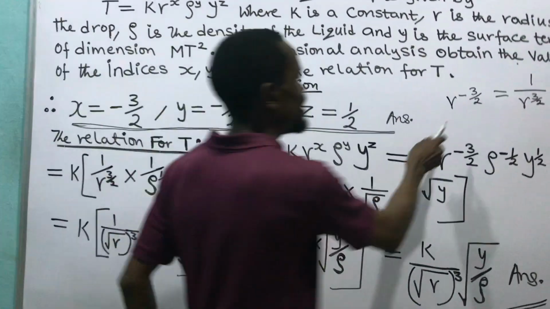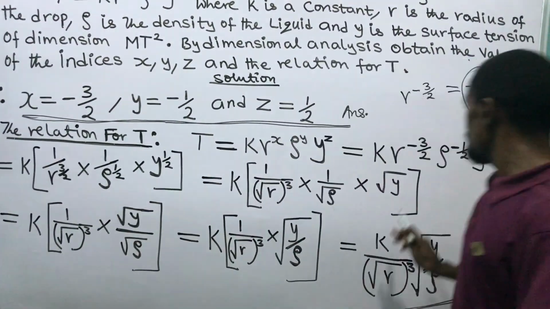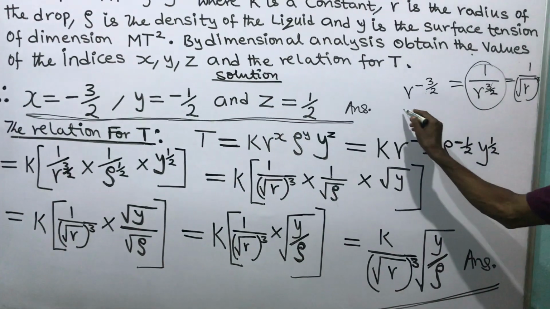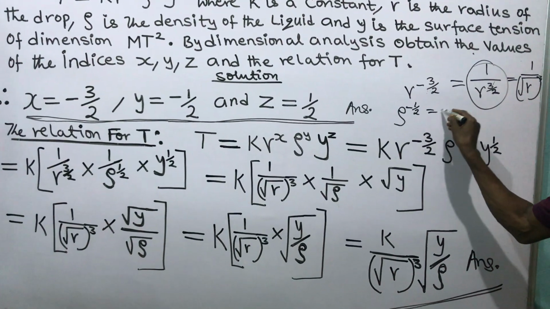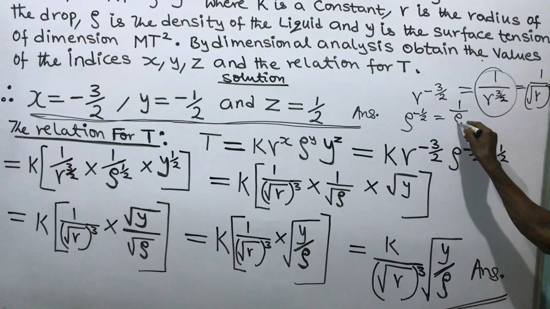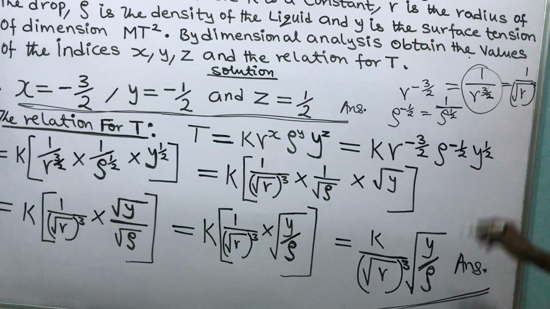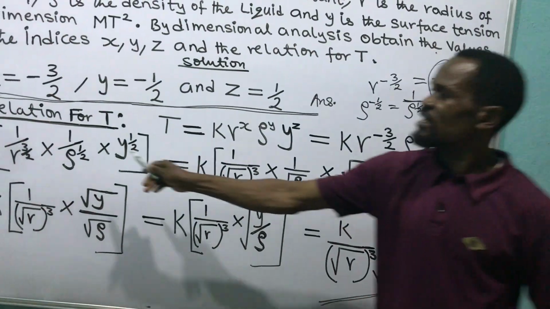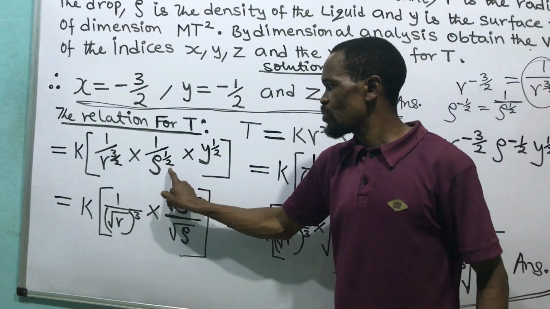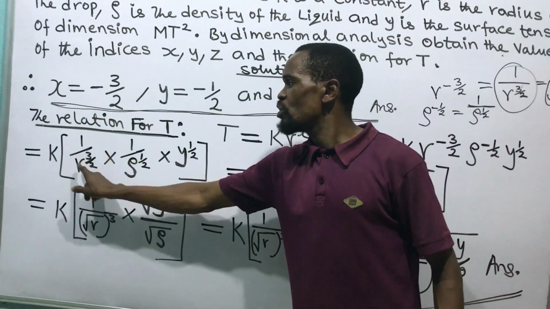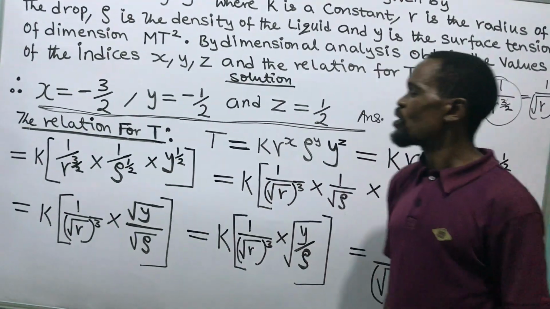I have written this one this way. Look at it over here. Then the same thing happened here. This density raised to power minus 1 over 2 can be written as 1 all over density raised to power 1 over 2. Have you seen it? And this y remains as it is. Look at it now. I have 1 over density raised to power 1 over 2, and here I have 1 all over r raised to power 3 over 2 times y raised to power 1 over 2.